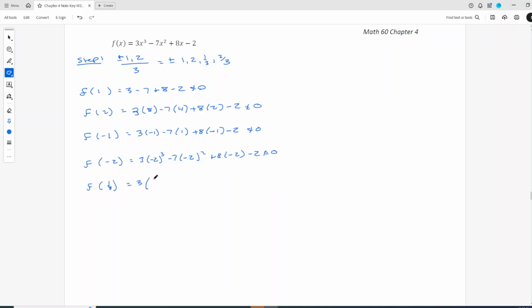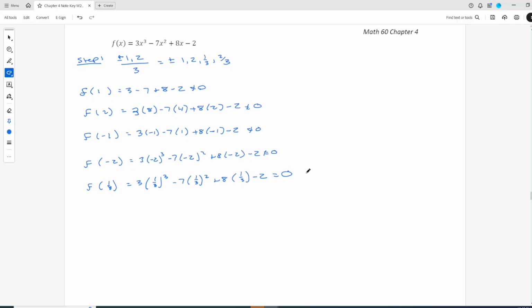All right, we've got 3 times 1/3 cubed minus 7 times 1/3 squared plus 8 times 1/3 minus 2. Gross. Okay, so let's write this as 3 times 1 divided by 27 minus 7 times 1 divided by 9 plus 8 divided by 3 minus 2. There it is. Yay, finally. Okay, so I must have been in a really, let's prove it to you mode.